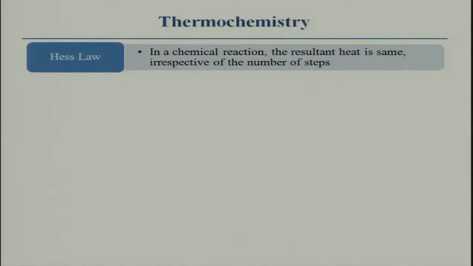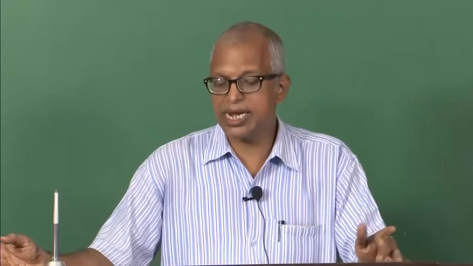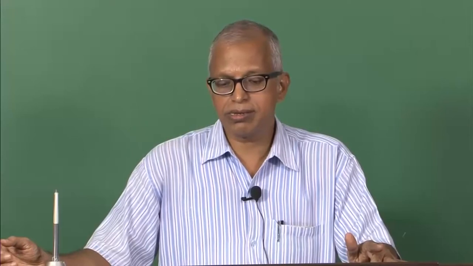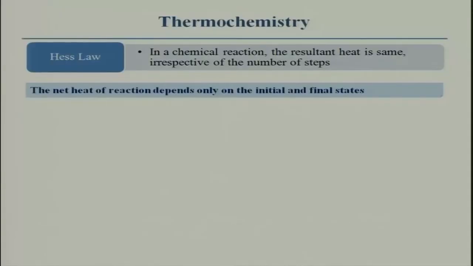We state that in a chemical reaction, the total amount of heat will be the same whether it takes a single step or multiple steps. In other words, it does not depend upon the number of steps, whatever the amount of heat being released, right? That means what does it indicate? It indicates that it is a path function or a point function. It is independent of the number of steps, that means independent of path, right? That means it is a point function, right? And this is nothing but the first law of thermodynamics.